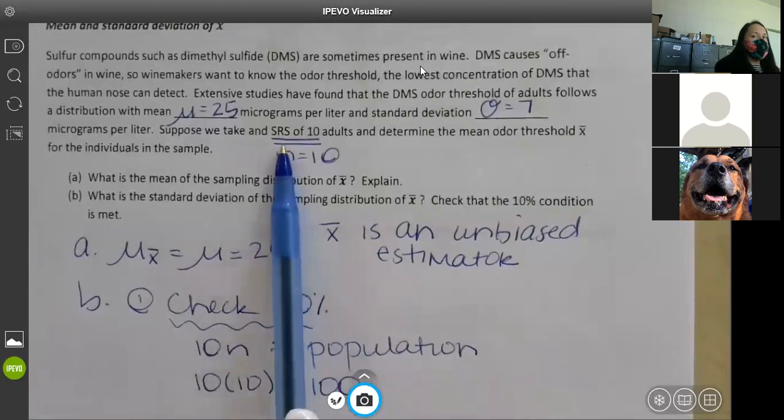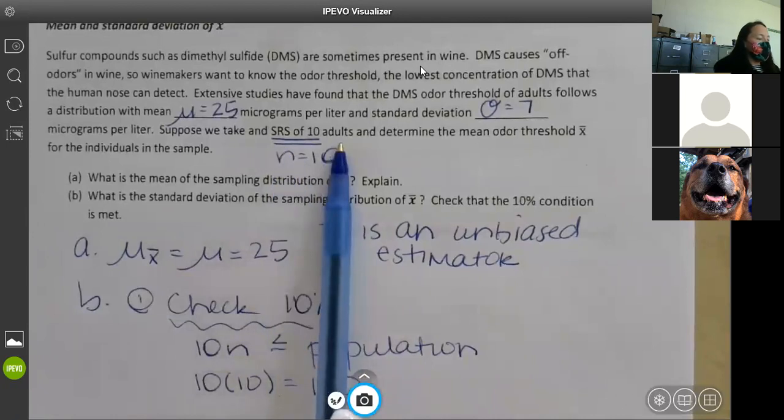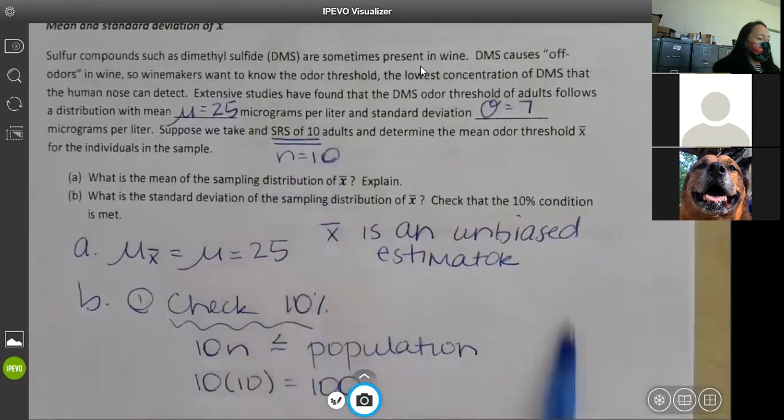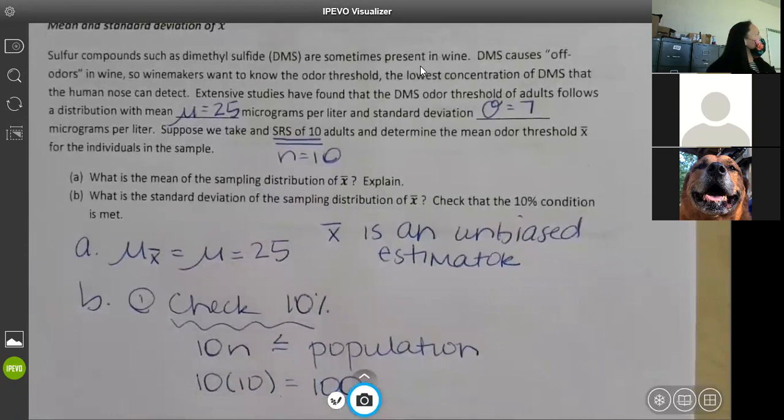What do we take an SRS of? 10 adults. So 100 adults. Can we have more than 100 adults? Yes or no? Yes. No, we can't have more than 100 adults. There's not more than 100 adults? Oh, okay, yes. Yes, okay.